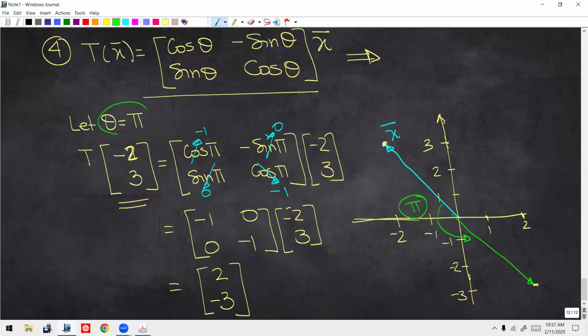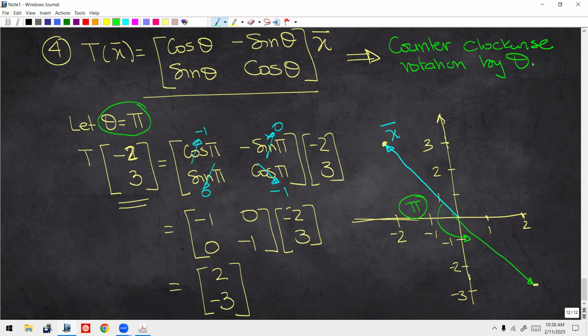So whatever angle you want to rotate by, you take theta to be that value, and then multiply whatever vector you want to rotate by this transformation matrix, and you will get that rotation. So this basically does a counterclockwise rotation by theta. So this is really cool.